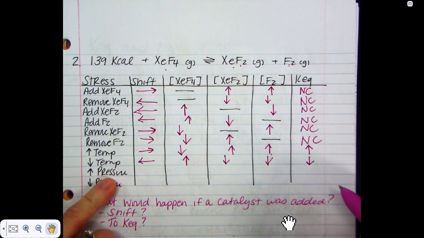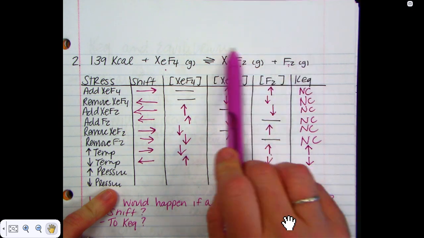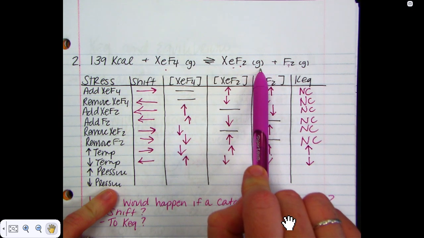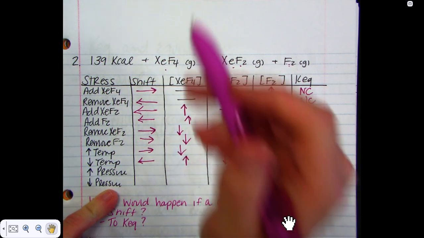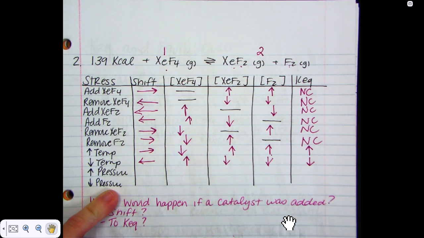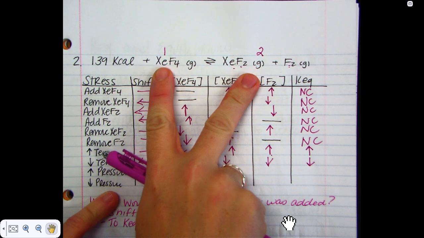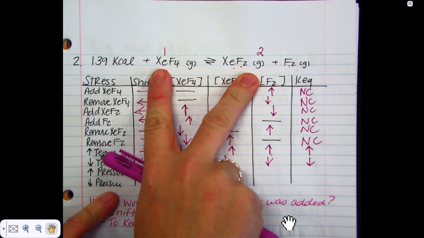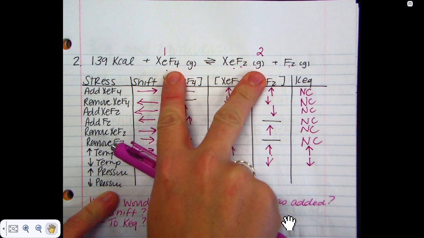All right, pressure. Remember, the first thing I need to look at with pressure is what substances do I have up here? What are the states of matter? Everything's a gas, so I'm good to go looking at pressure. How many moles on the left? 1. How many moles on the right? 2. Now, just hypothetically, say it was 2 and 2. Would changing the pressure have any effect? No. Why? Because there'd be no advantage to shifting in either direction because it's the same. But that's not the case here. We do have 2 different sets of moles.